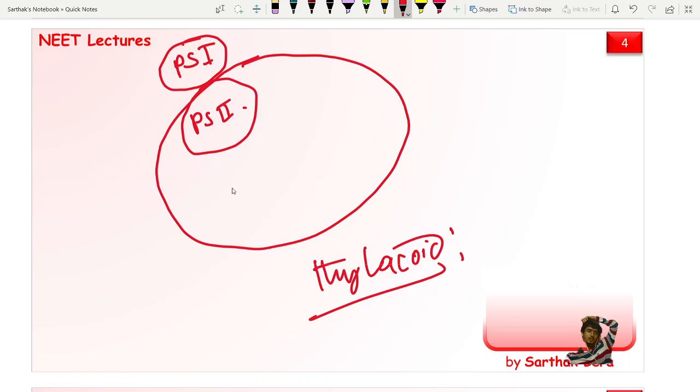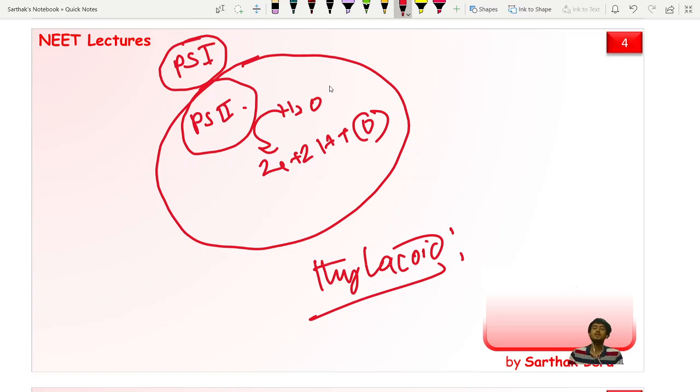Why am I saying it? Because while the H2O splits here in photosystem 2, H2O gets converted into 2 electrons plus 2H plus and nascent oxygen. This nascent oxygen, 2H plus and 2 electrons are formed inside the thylakoid. While NADP plus gets reduced to NADPH, it forms outside the thylakoid membrane.